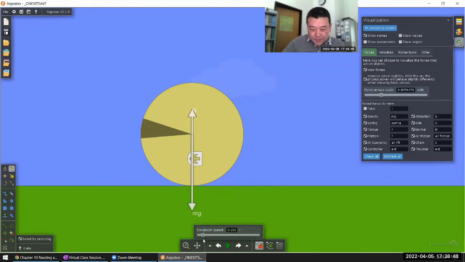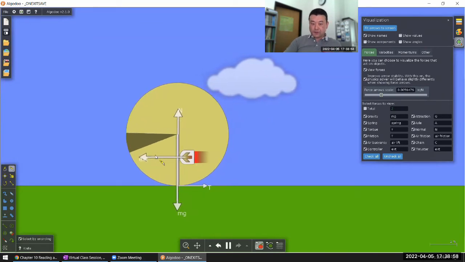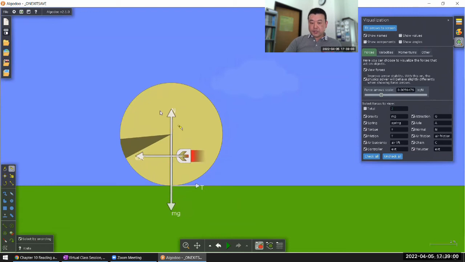When you have this thrust force on, then you can see that while the thrust force is pushing the wheel to the left, there is a rightward friction force acting on this spot, and it's actually resisting this motion. So without the friction, the wheel would simply slide. And what the friction is doing is making it so that this point of contact doesn't move.